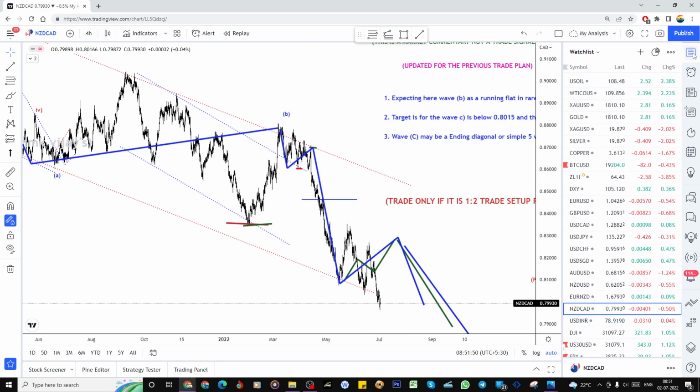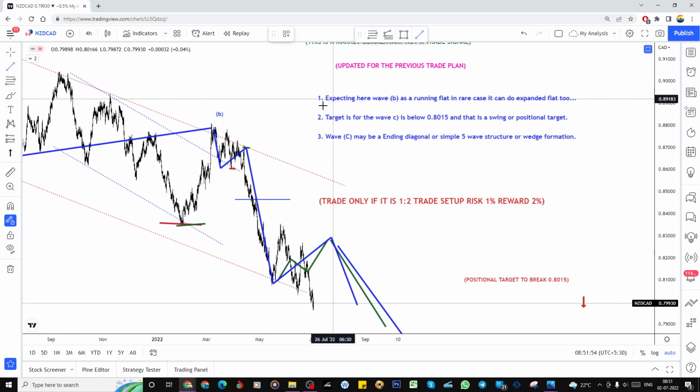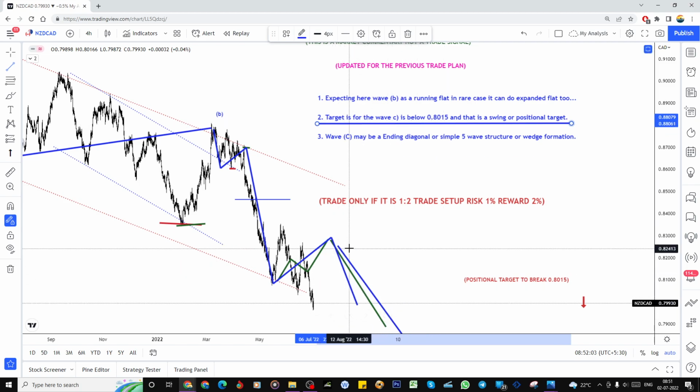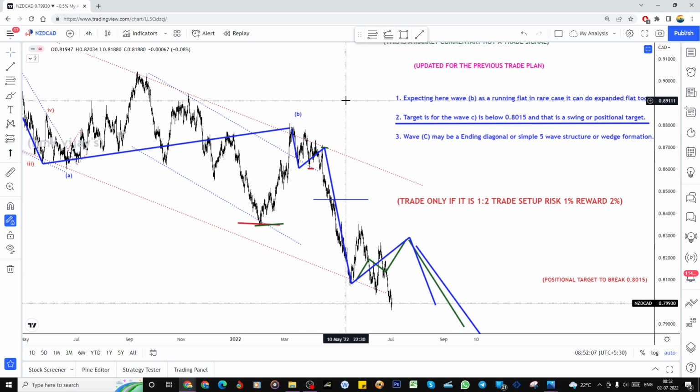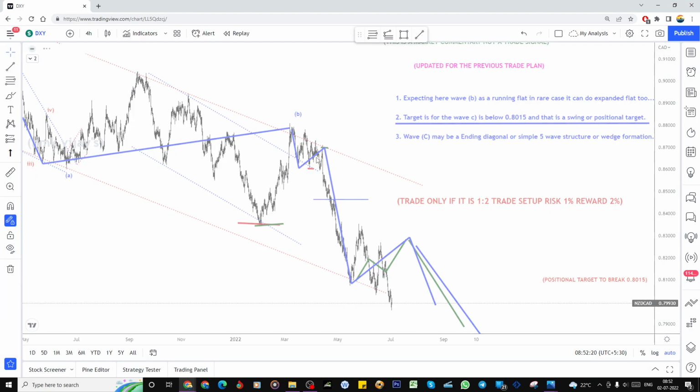This is the one from my previous analysis, and I already mentioned this. The target of the wave C is below 0.8015 and it has already been achieved. So the final one is Euro New Zealand, yet to achieve. It took more time than we expected. So let's move on, starting with the DXY, Euro USD, followed by GBP and others.